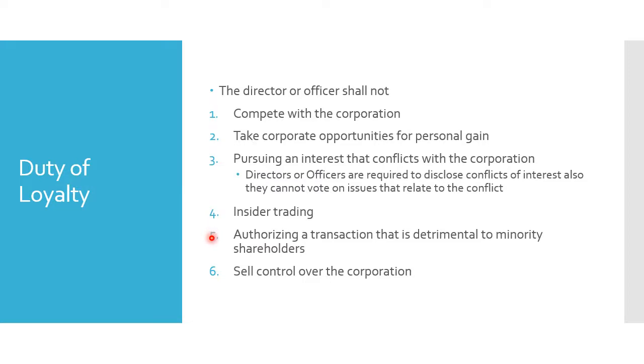Authorizing a transaction that is detrimental to minority shareholders, or selling control. That is, I'm a board member and I have a vote, and I'm going to sell my vote to a company that my corporation is contracting with. That's selling control of the corporation. That would be a breach of the duty of loyalty. Typically, I'm going to be compensated in my role as director, but I can't take money from outside business partners to vote a certain way.